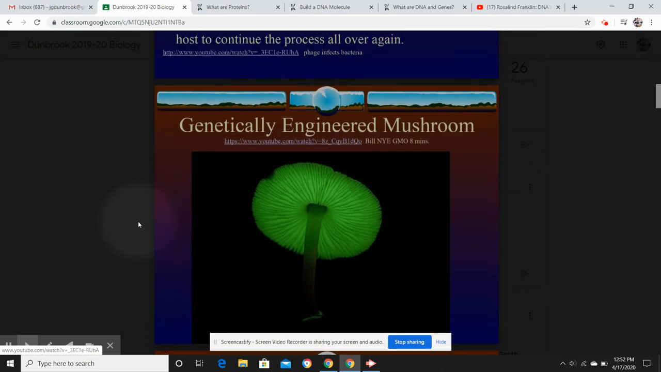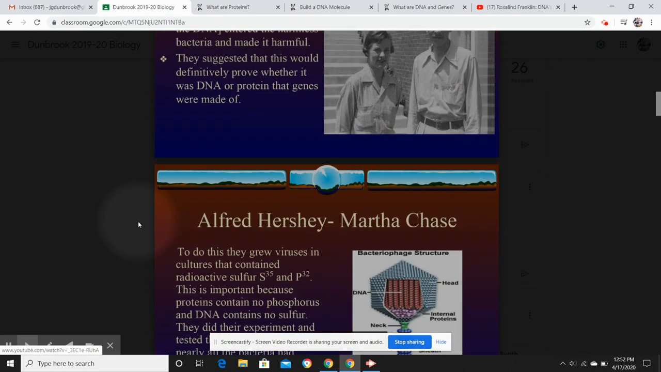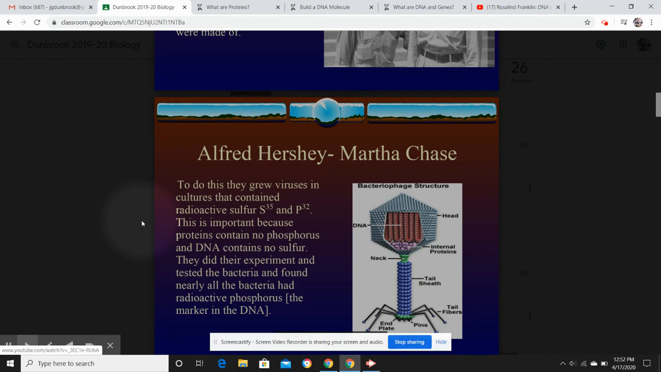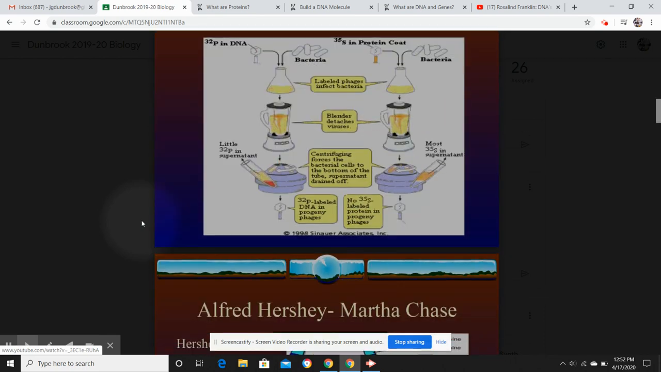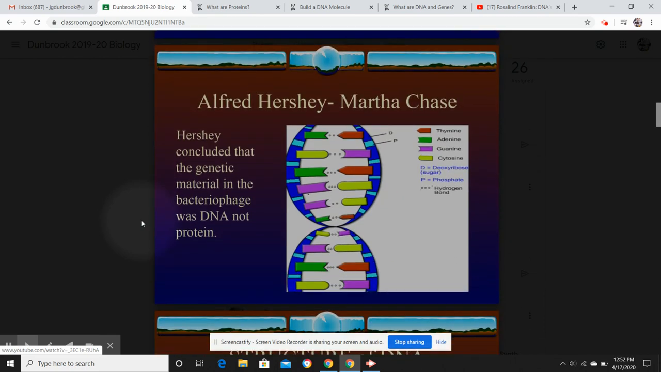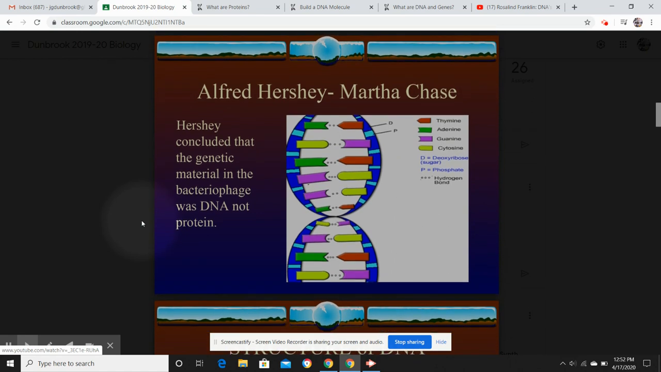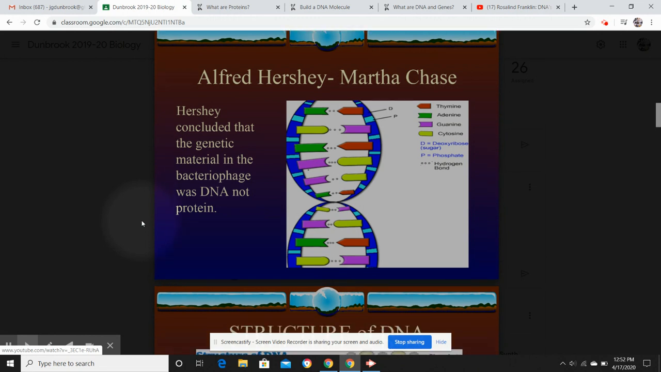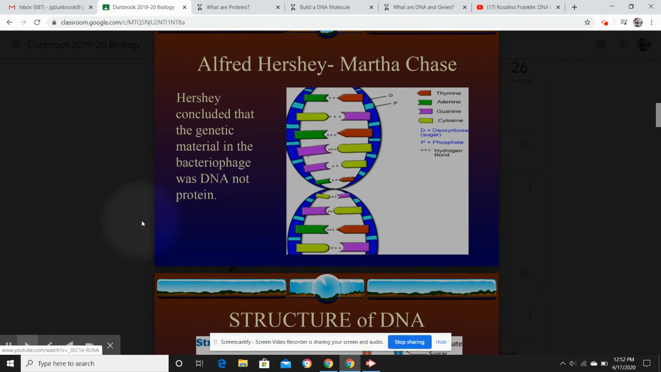Okay, moving on. So we got all past this stuff. Hershey and Chase figured out that it was DNA that was the responsible chemical for passing on genetic information, and then also leading to how we build our traits, how we get our chemical reactions, and how we build our proteins. So this was where we ended up last time, I believe, slide 19.